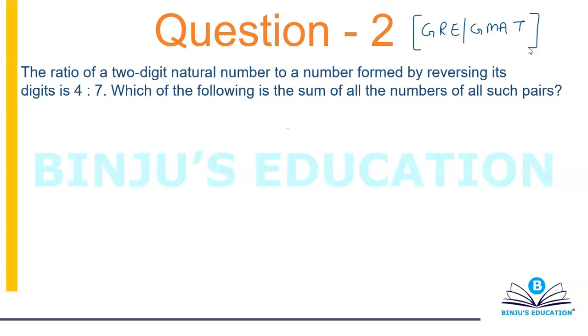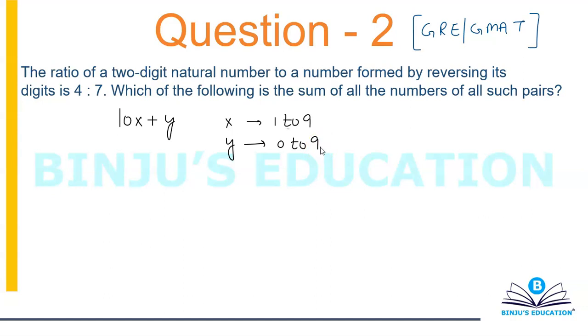The ratio of a two-digit natural number to the number formed by reversing its digits is 4:7. So first of all, we need to understand what is the mathematical expression for a two-digit number. Remember that any two-digit number can be written as 10x plus y, where x can be anything from 1 to 9 and y can be anything from 0 to 9. x can't be 0 because in that case it won't be a two-digit number.